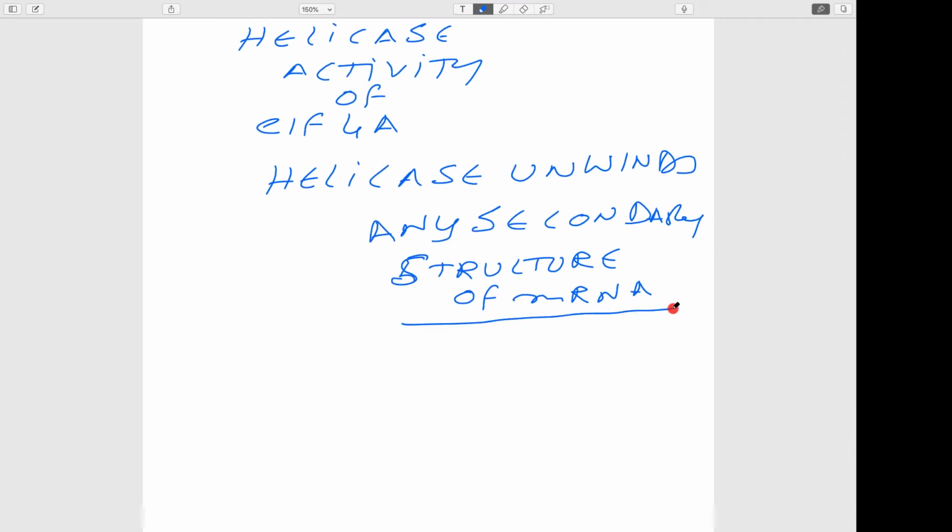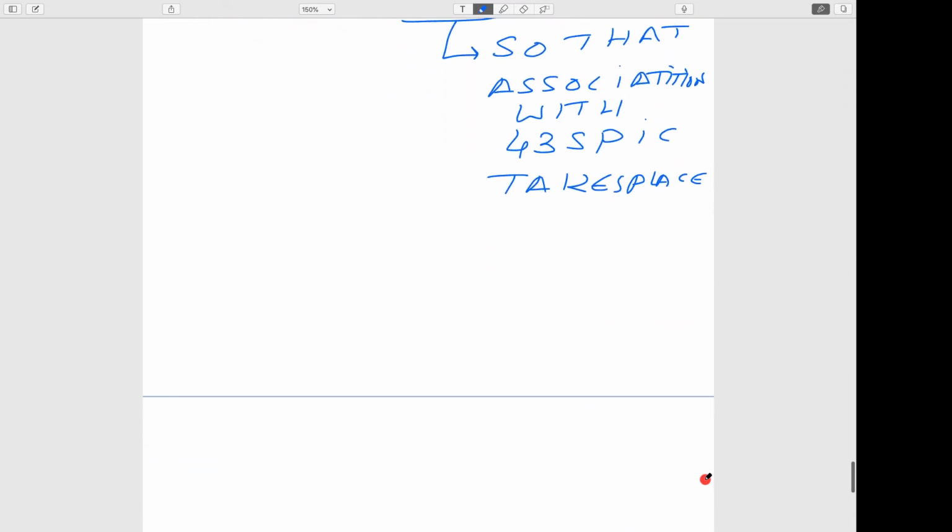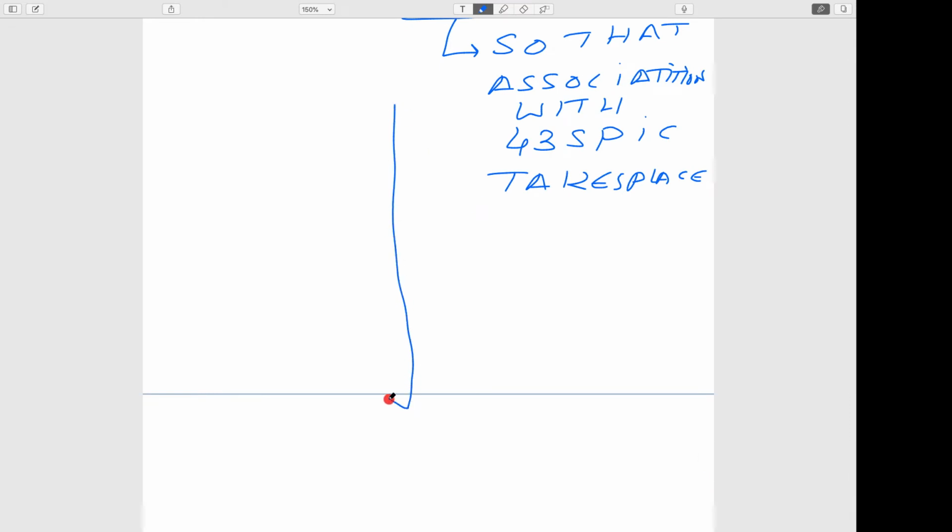Why does the secondary structure have to be removed? So that association with 43S PIC takes place. That is the purpose of the binding of 4B activating it. Because of this, what are the changes which are taking place?